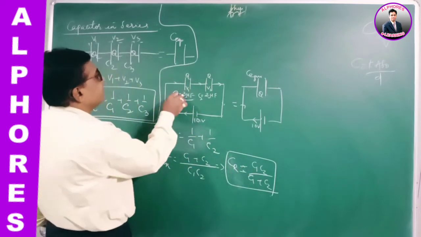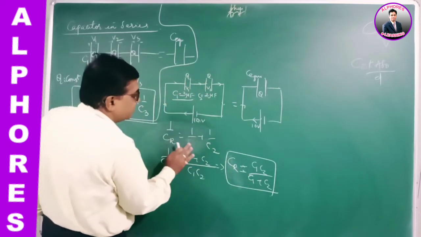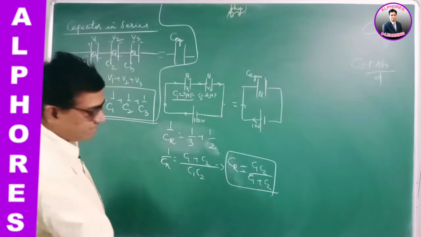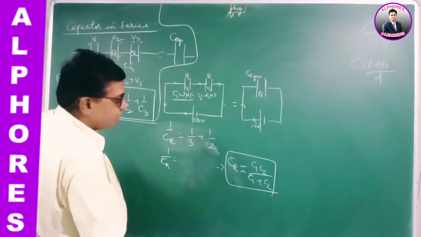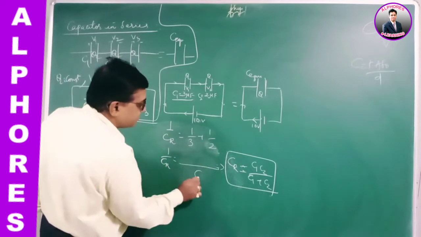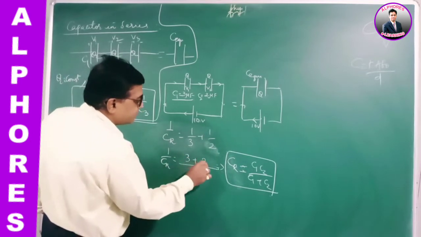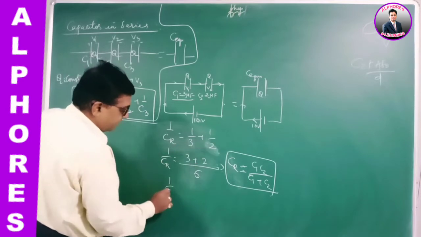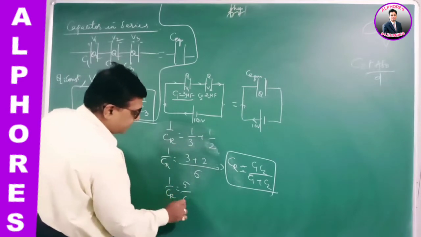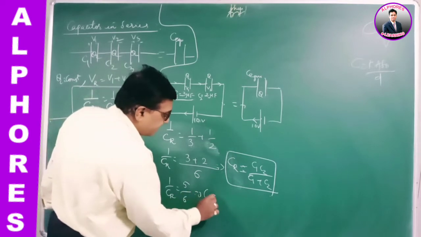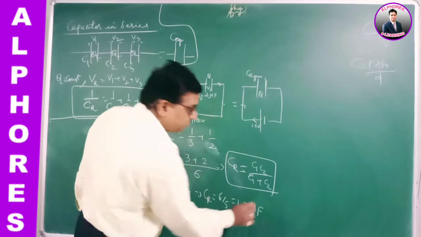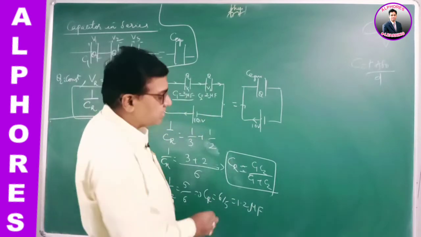Substituting in this, given C1 is 3, C2 is equal to 2. Then taking the LCM for 1 by C, the LCM is 6. This is 3 and this is 2. Well, 3 2s, 2 3s like this. Then 1 by CR is 5 by 6. Our resultant CR is 6 by 5. It's 1.2 microfarad.